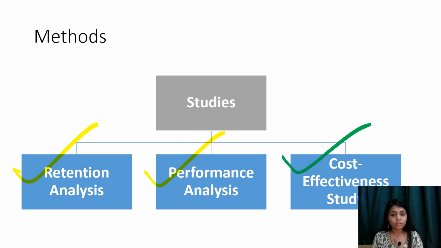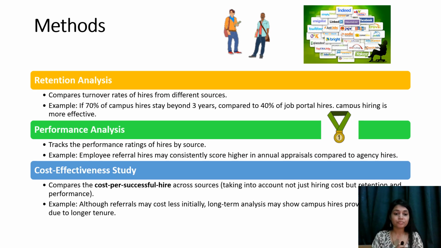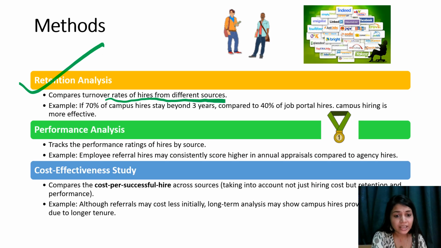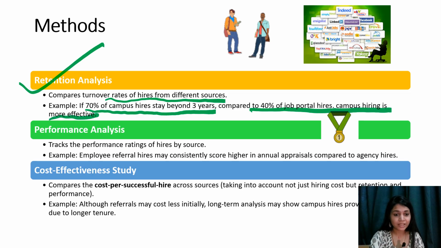An example could be a 2-year study that might reveal that while campus hiring has a higher upfront cost, those hires stay longer and perform better than hires from the job portal. This is just an example. As given in the slide, retention analysis compares the turnover rates of the hires from the different sources. For example, if 70% of the campus hires stay beyond 3 years compared to 40% of the job portal hires, campus hiring is more effective. Makes sense?